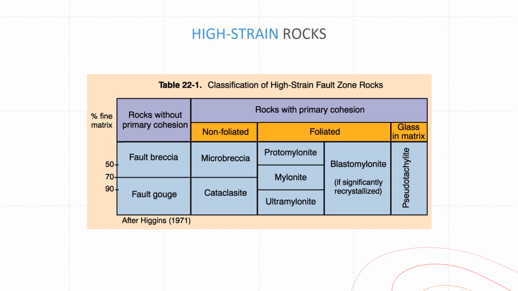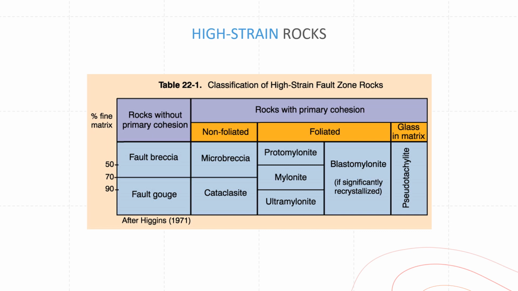Non-foliated cohesive rocks could either be microbreccias, which are less than 70% clasts, or cataclasites, which are more than 70% clasts. Foliated cohesive rocks are mylonites, and these mylonites are subdivided into three more types, as shown in the third column of this table, where you can have protomylonites, mylonites, and ultramylonites. And as we have done with any other classification previously, these categories are gradational. What this means is that it happens in that particular order.